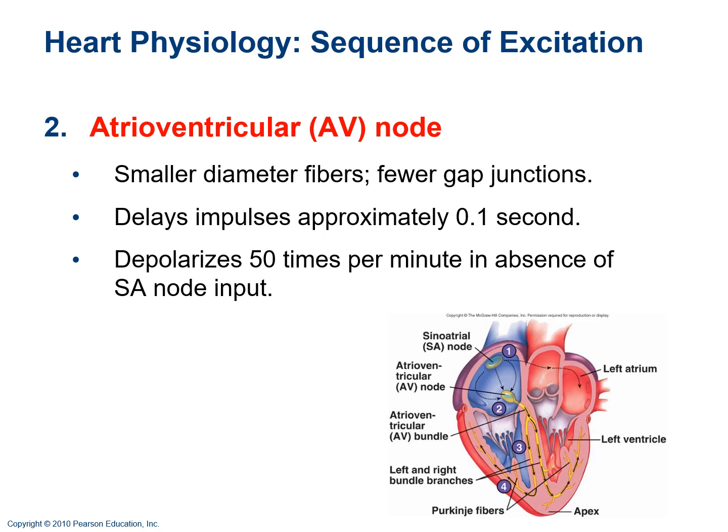The atrioventricular, or AV node, has smaller diameter fibers and fewer gap junctions, and because of these factors it delays the impulse conduction from the SA node to the ventricles by about 0.1 seconds, a tenth of a second. It also depolarizes at roughly 50 times per minute as opposed to the 75 of the SA node. So if the SA node were damaged in any way and couldn't function, then the next pacemaker of the heart becomes the AV node, but then the heart rate, the pulse, drops from 75 to 50 beats per minute.